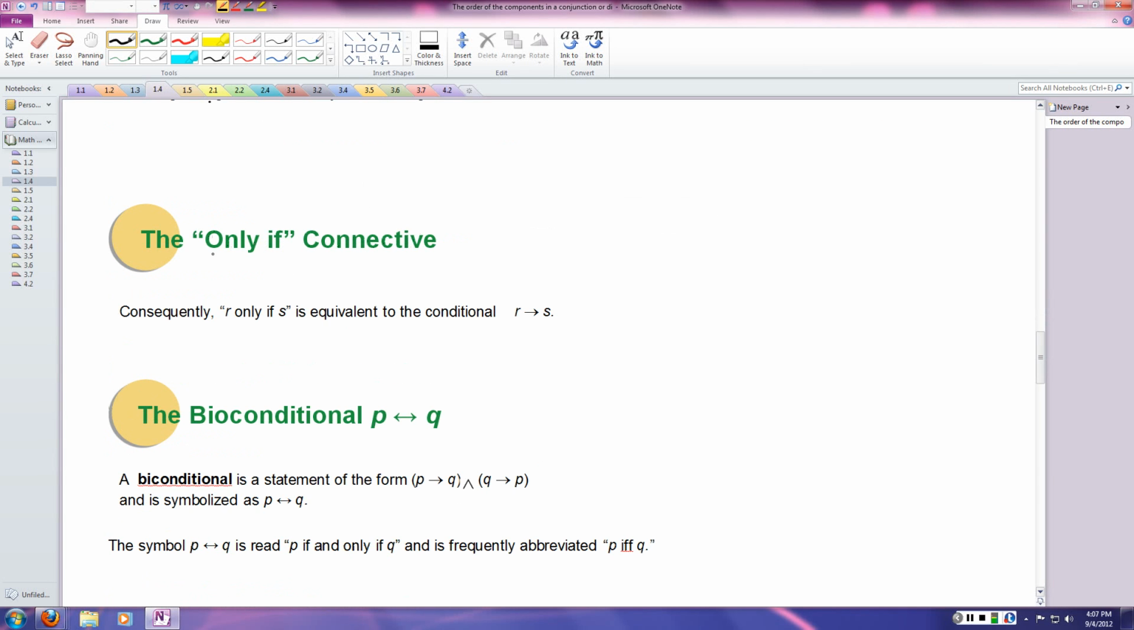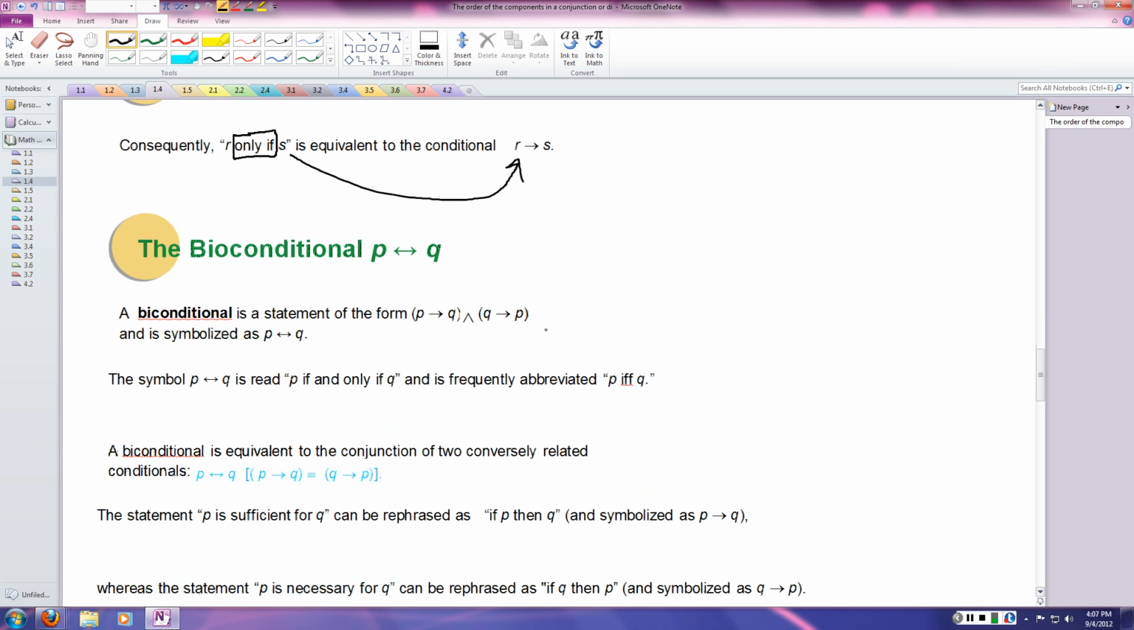Only if, we have to be careful when we have an only if here. If we have R only if S, we write that as R implies S. We're used to looking for if and then saying if the premise, then the conclusion. But if you have an only if in this statement, you would leave the order the same. R only if S, so R implies S.